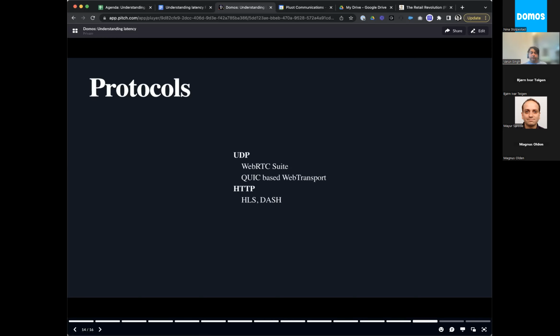So typically in terms of protocols, we have UDP and the RTC suite of protocols. With QUIC, we now start to have WebTransport, so you can use either or both. HTTP has HLS and RTMP. In some bespoke cases, you could be mixing both of them.